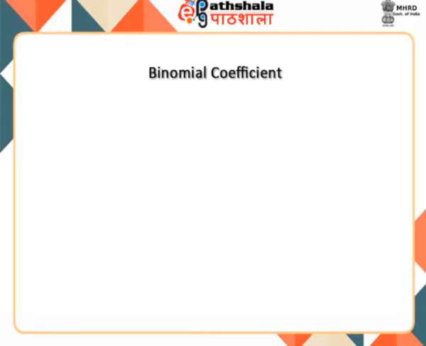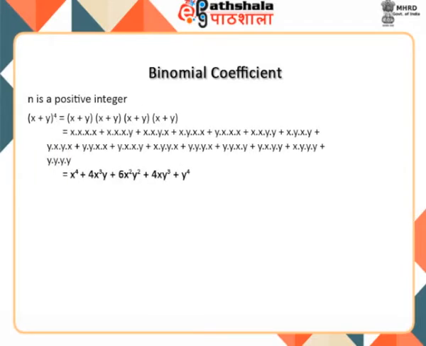Let's understand the concept of binomial coefficient. If n is a positive integer and we find the value of x plus y raised to the power n, then each term of this expansion will be a product of x's and y's, with an x or a y coming from each of the n factors of x plus y. Take for example x plus y raised to the power 4. The total number of terms in this expansion would be 2 raised to the power 4, which is equal to 16.